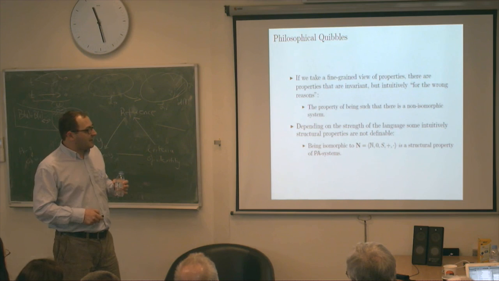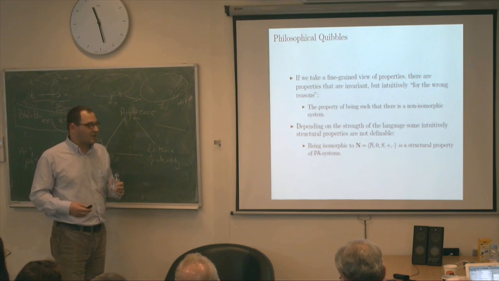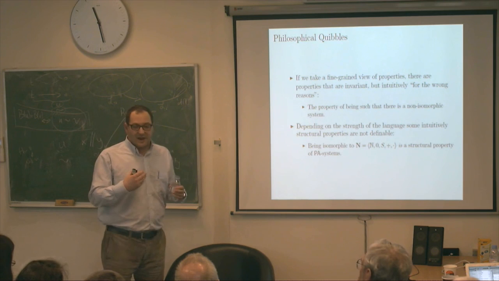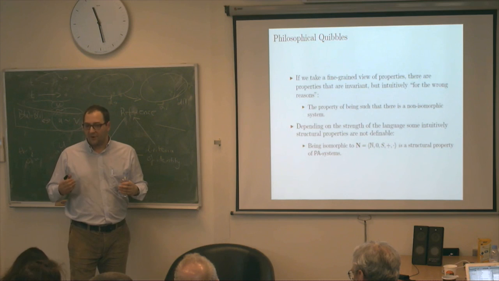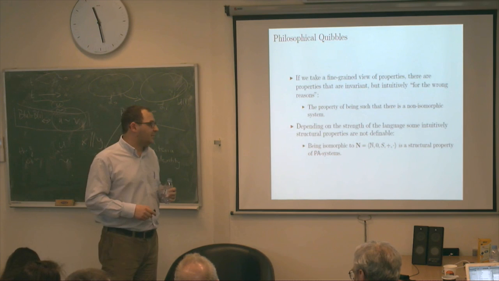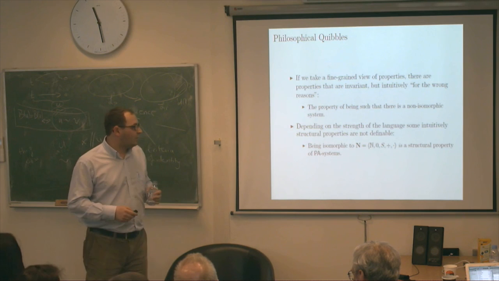The definability account, as we saw, tends to undergenerate. Depending on the strength of the background language that you adopt, there always are properties that you would informally characterize as structural that turn out to be non-definable in that language. Being isomorphic to the natural number system was one such example. Okay? This is basically it.